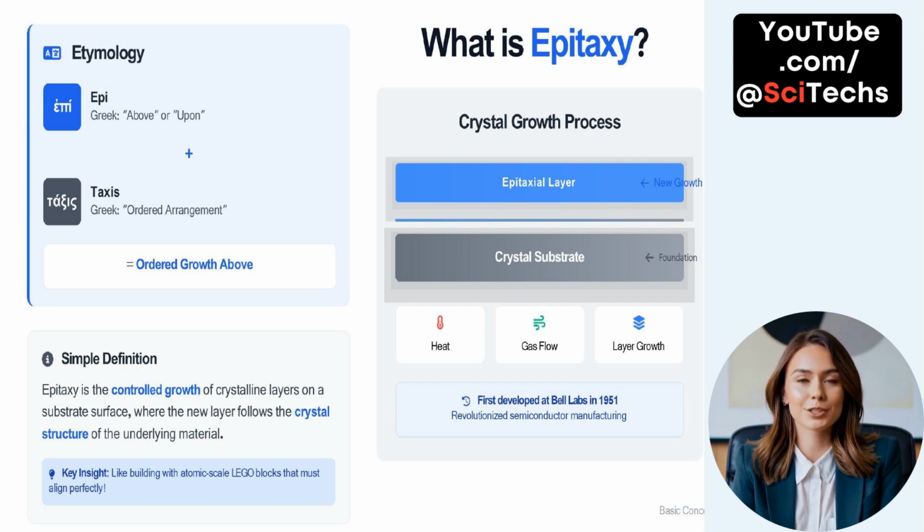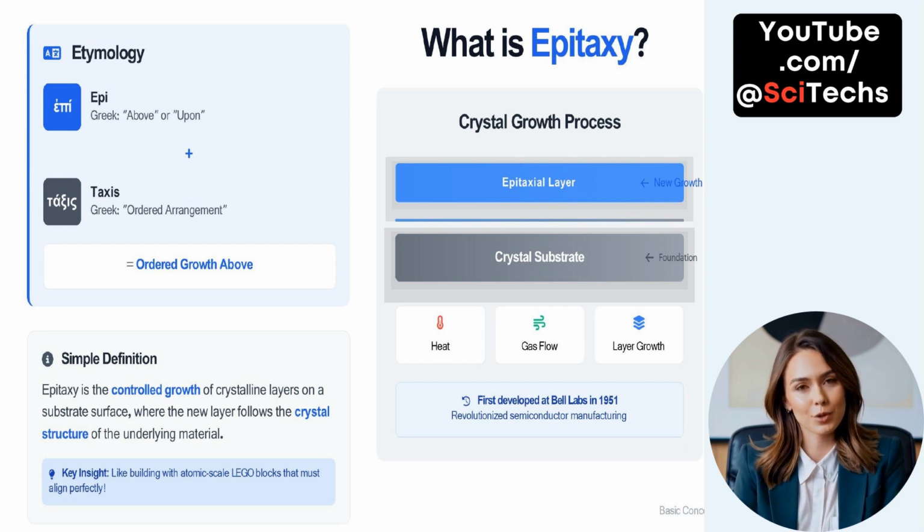The simple definition of epitaxy is the controlled growth of crystalline layers on a substrate, where the newly grown layer adopts the atomic structure of the substrate surface. A helpful analogy is building with atomic-scale Lego blocks that must align perfectly.